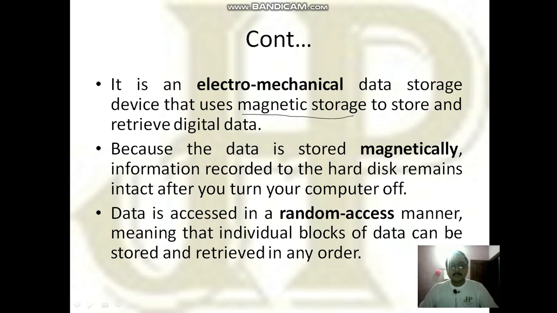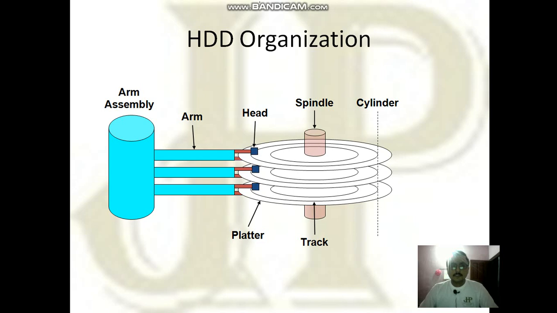Data is accessed in a random access manner, same as RAM, which means blocks of data can be stored and retrieved in any order from any location. Okay? This is the organization of hard disk drive. I am going to discuss one by one.